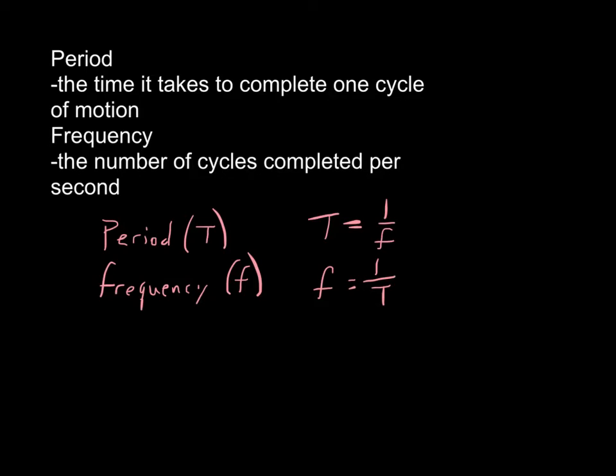Period is usually measured in seconds. So if we look at frequency, 1 over period would give me 1 over seconds, which is equivalent to a unit we call hertz. So frequency is measured in hertz, which is a unit of 1 over seconds. Cycles per second maybe is a good way to think of frequency.